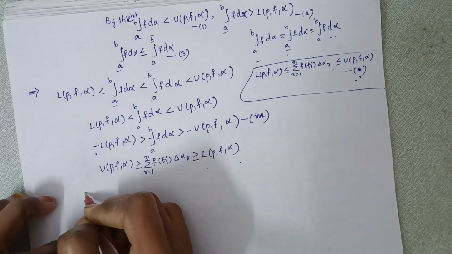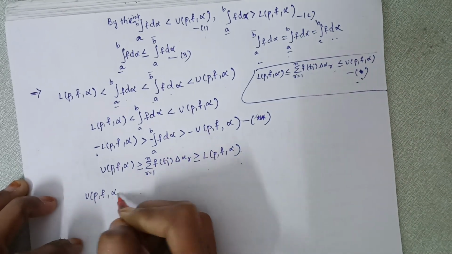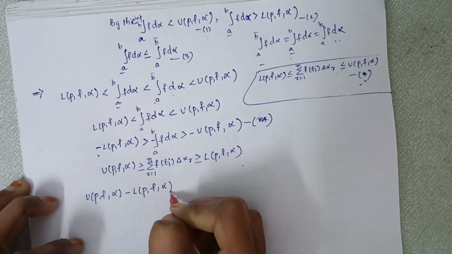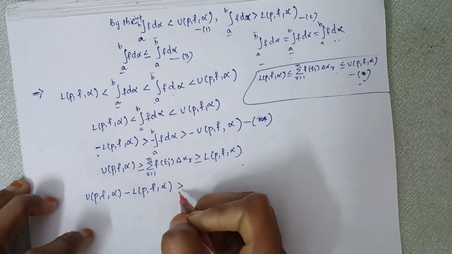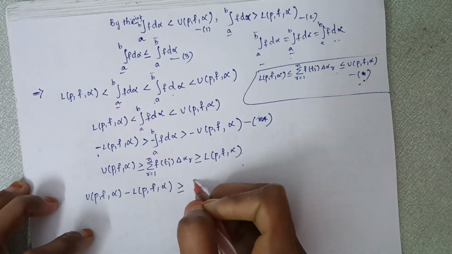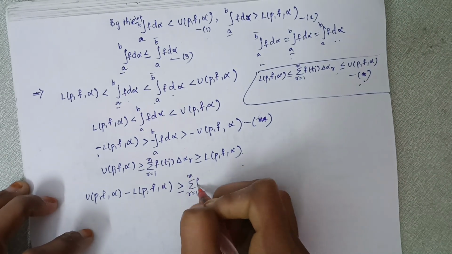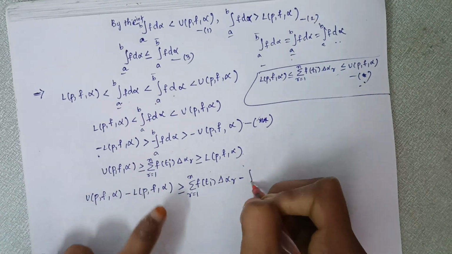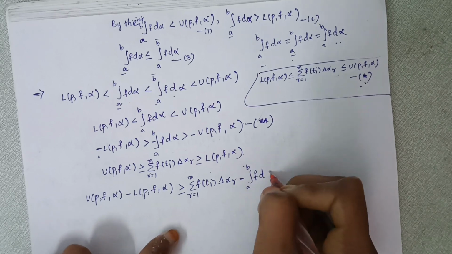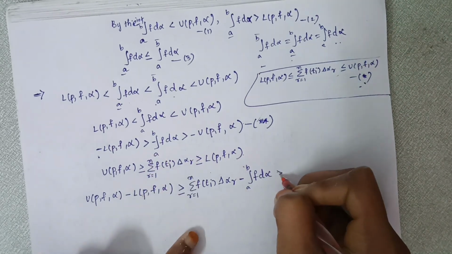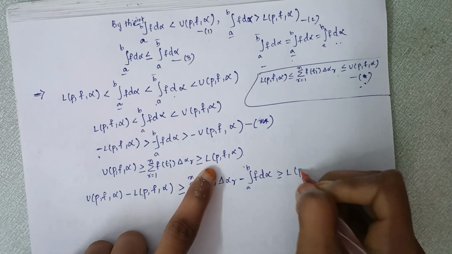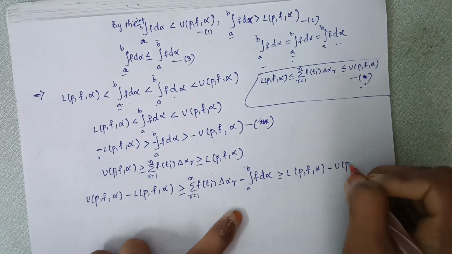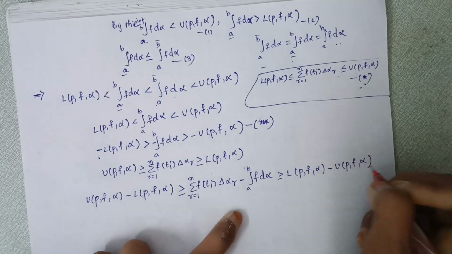We get U of P, f, alpha minus L of P, f, alpha greater than or equal to summation r equals 1 to n f t_i into delta alpha r minus integral a to b f d alpha greater than or equal to L of P, f, alpha minus U of P, f, alpha.